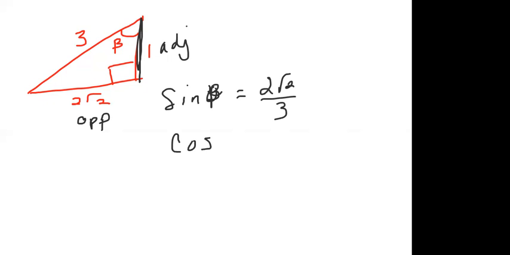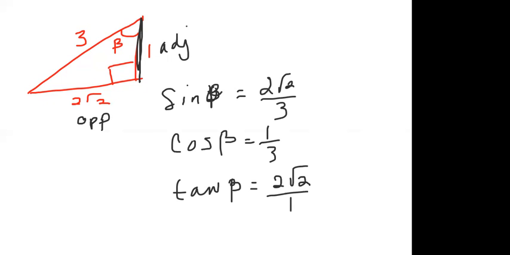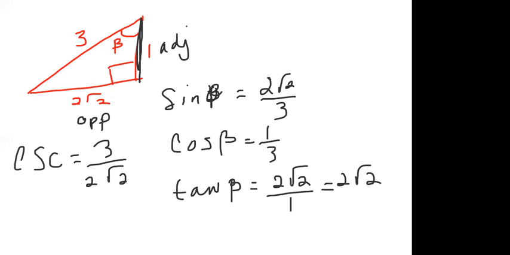Cosine of beta would be 1 over 3. Tangent of beta would be 2 radical 2 opposite over the adjacent, which is 1. By the way, guys, this simplifies to 2 radical 2. Now, if you want to move on to cosecant, which is the inverse of the sine, so that will give you 3 over 2 radical 2. And then, of course, you would have to simplify this out. And when you simplify it out, it should come out to 3 radical 2 over 4.